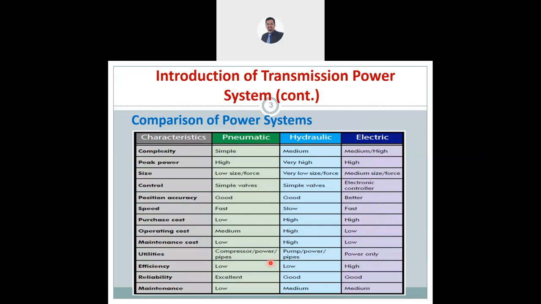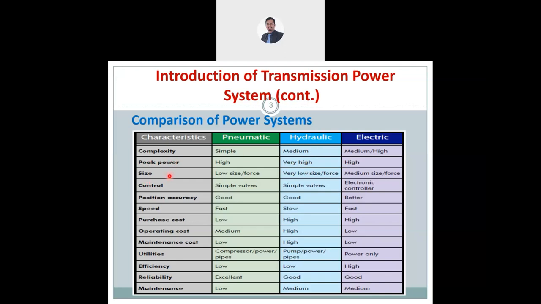Okay, so you can see a comparison between pneumatic, hydraulic and also electric. We have a few characteristics, the complexity. Pneumatic is quite simple. For power, normally we will use hydraulic. Hydraulic is like lifting a car in a car workshop. Normally you press the button, and the piston will slowly extend. So you can deal with bigger power. Hydraulic we normally use for bigger power.